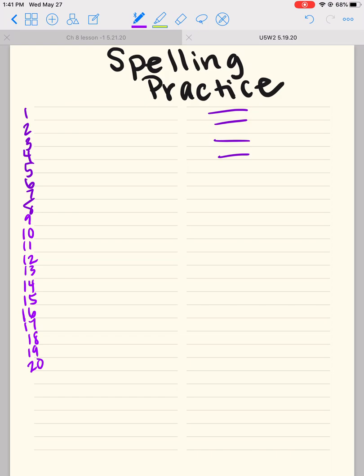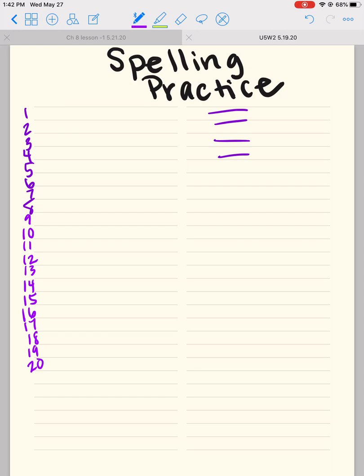Number 17, council. The town council meets today. Number 18, counsel. Her counsel is fair and wise. 19, stationery. Mom writes letters on colorful stationery. Number 20, stationary. The guard was stationary.